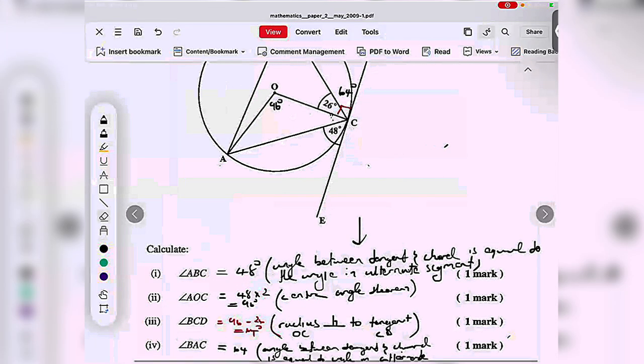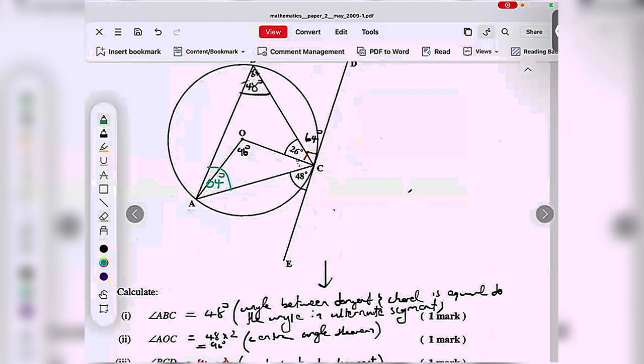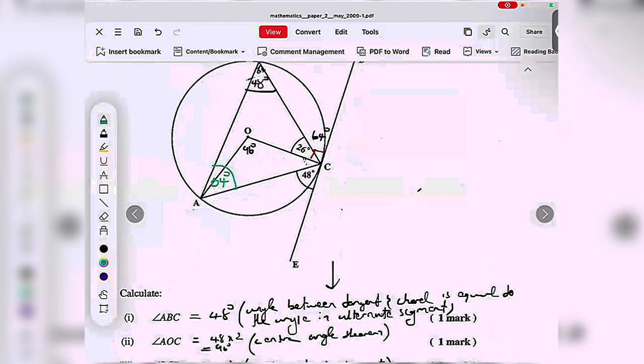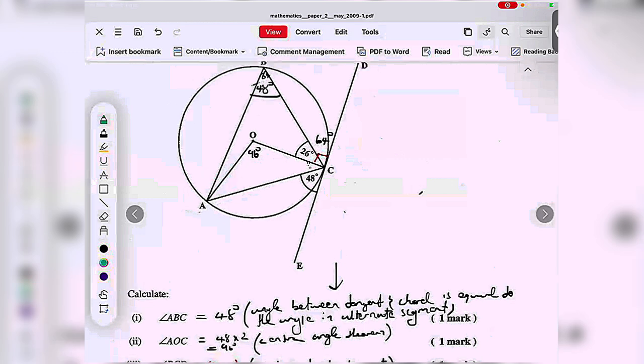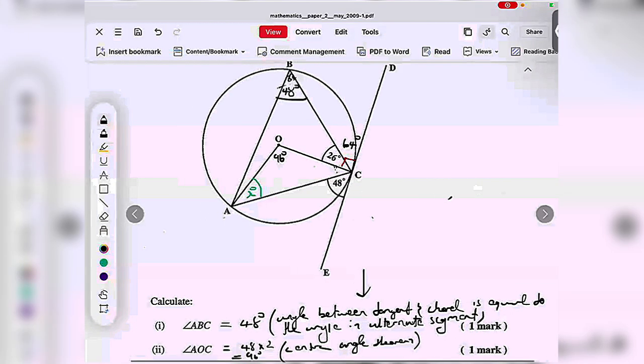All right, OAC now. Take time with me. This is 64. Hold on, I appreciate things so. OAC. We want the one on the inside now, so I'm going to just erase this for a second. So this is the angle we're looking for now. Remember, this angle right here is 64. Let me see what Antonia says now.